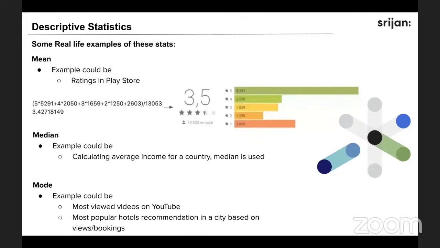And for the mode, the best example could be YouTube. All of us are using YouTube. When we see the most viewed videos on YouTube, that is an example of mode.